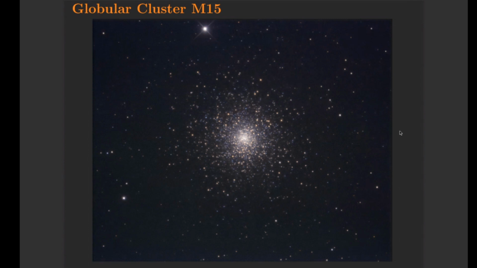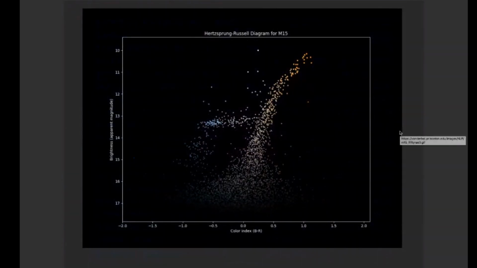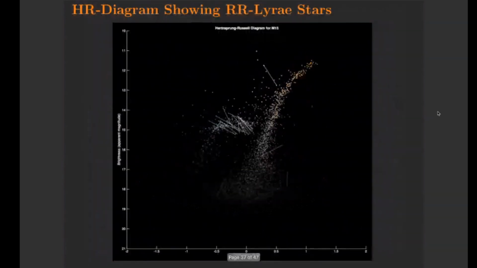Here's globular cluster M15 taken with my Ritchey-Chrétien telescope on my driveway. And here is the HR diagram I made of M15. And as you can see, there's the horizontal branch, and RR Lyrae stars tend to be in here. And if we go forward, I have even more to show you.